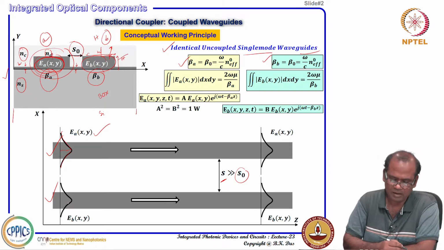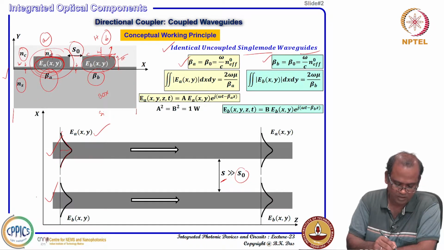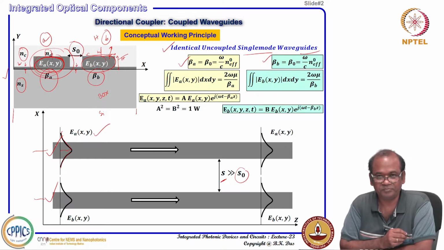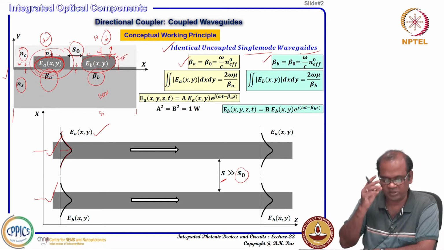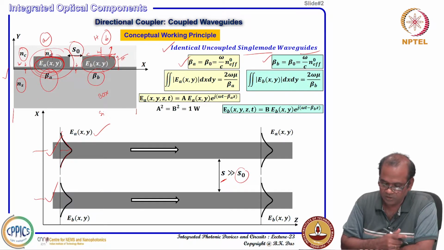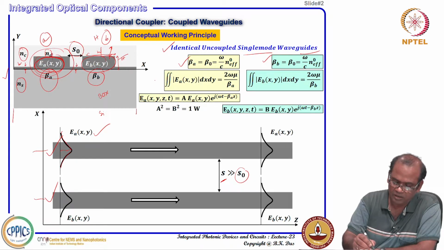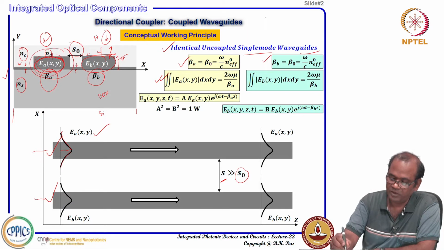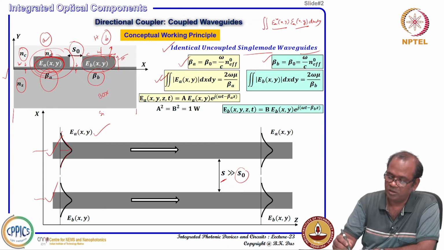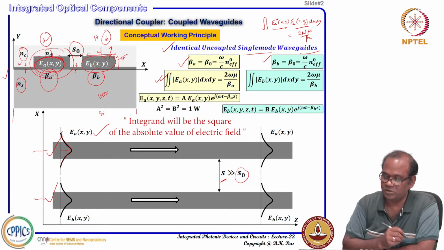If they are identical, their shapes will be identical, but positioned at different x coordinates. In the Y direction, the vertical direction, their field distributions will be similar. Following the orthogonality condition, we write the integral of E A star x y times E A x y, dx dy, from the same mode, and that equals 2 omega mu by beta A, because only one mode is there.